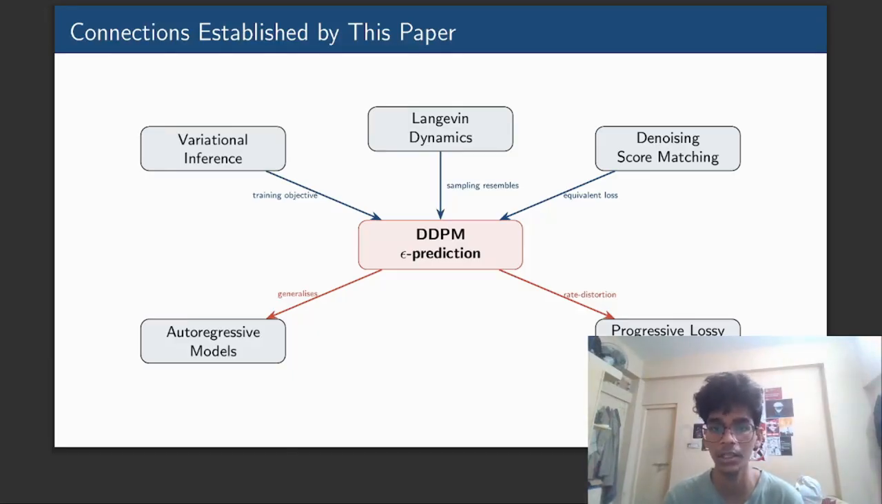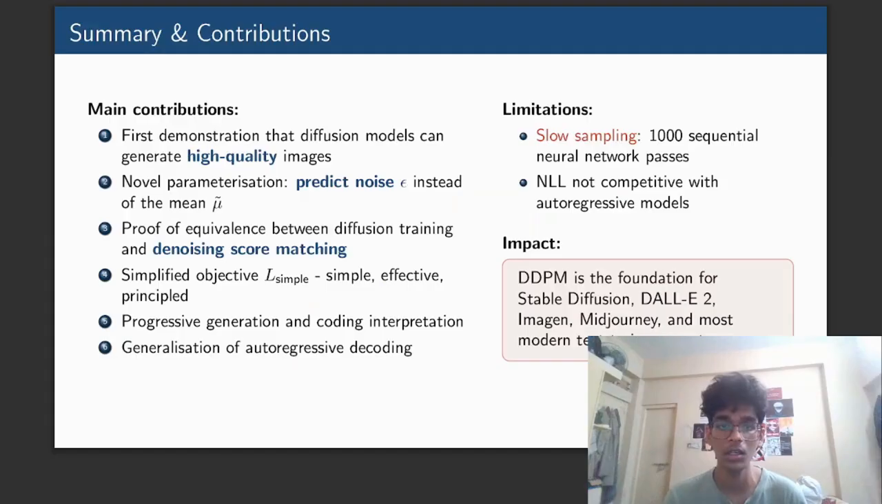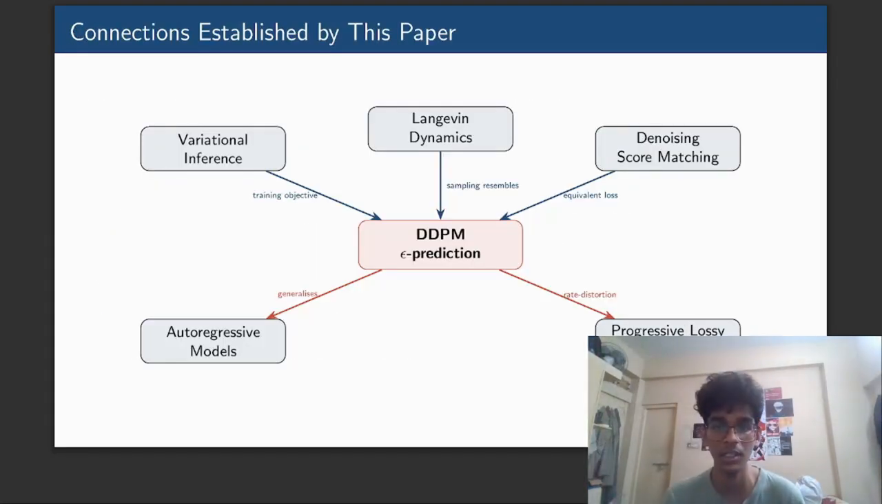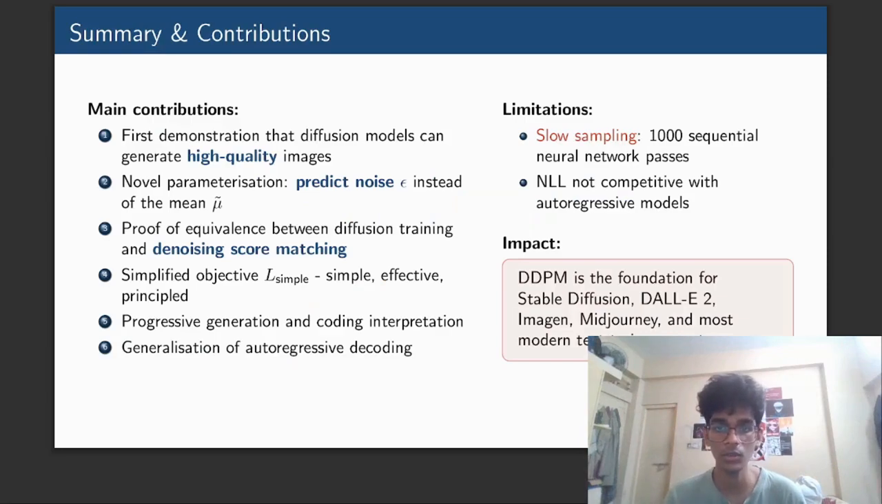To conclude, this paper achieved a theoretical unification. The authors proved that the variational inference, the Langevin dynamics, the rate distortion of information theory, and the maths of denoising score matching are all the same underlying process. This was the first paper to show diffusion models can generate high quality images. Also, we must acknowledge the fact that this has a quite slow sampling speed, which is due to 1000 passes through the U-Net, hence making the model slower than GANs. But this paper became the direct backbone for modern systems like Stable Diffusion, Midjourney, etc.